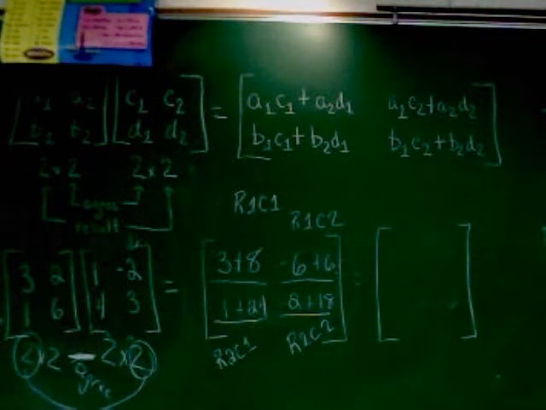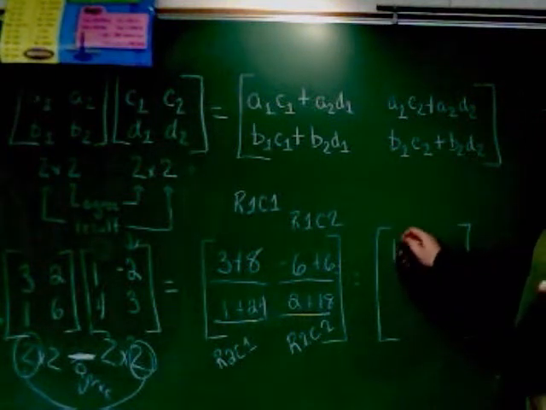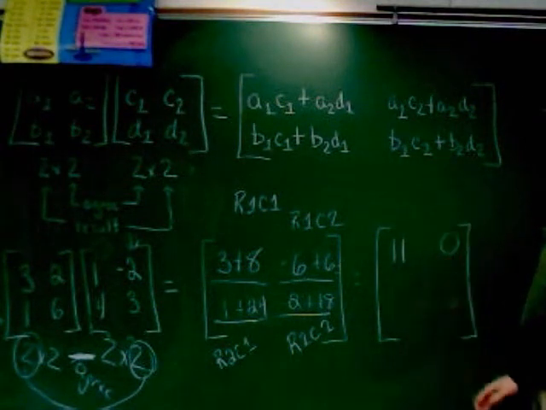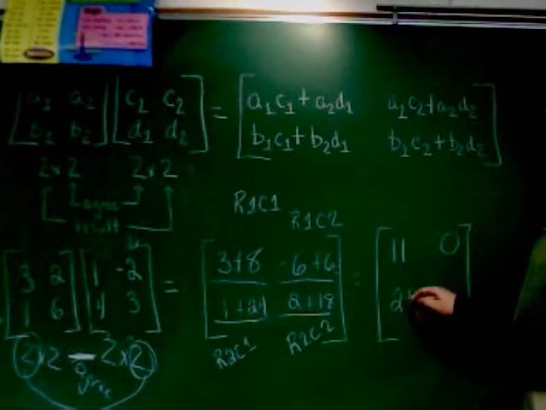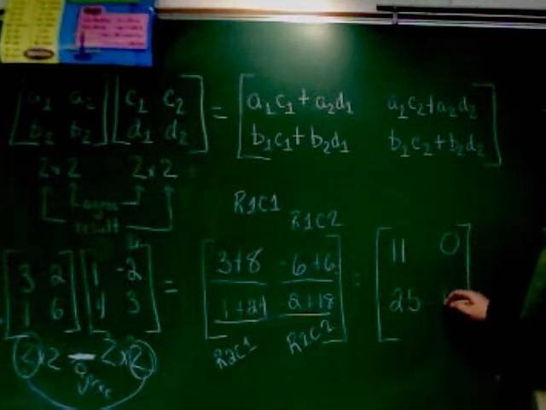Now we just add those things up each part, and we'll have our answer. 3 and 8 make 11. Negative 6 and 6 make 0. 1 and 24 make 25. Negative 2 and 18 make 16.